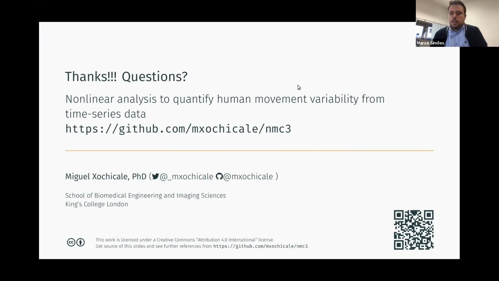Okay, thank you, Miguel. Very nice presentation. We have now time for questions. We have already one from the audience. Nina is asking you, when do you recommend to use nonlinear analysis tools? She is aiming to separate different sources of variability underlying behavioral variability, separate motor noise from exploration variability?